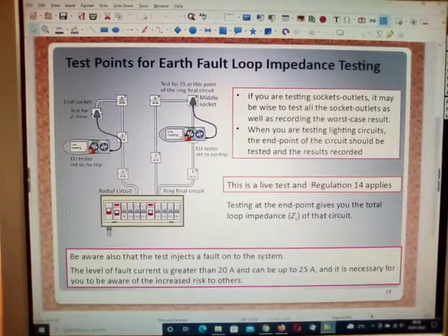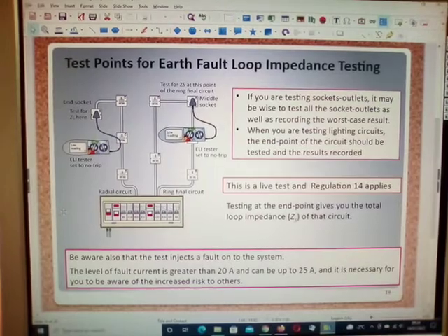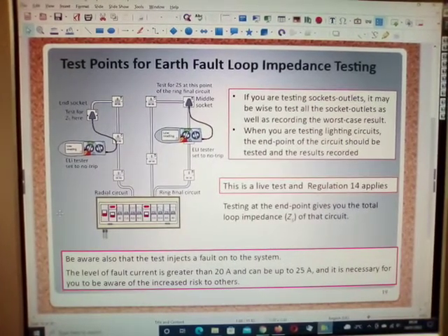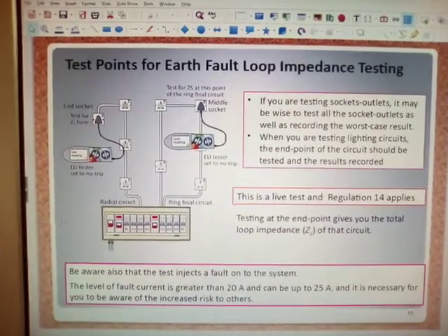Let me bring in here the test point for fault loop impedance testing. These are showing you where you can test these items, to make sure that you've got the right earthing protection in place.